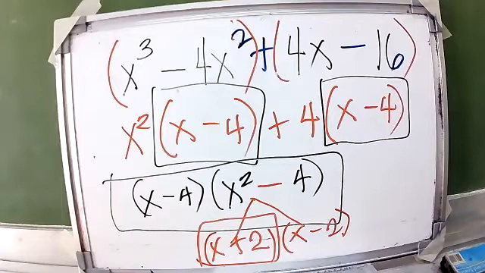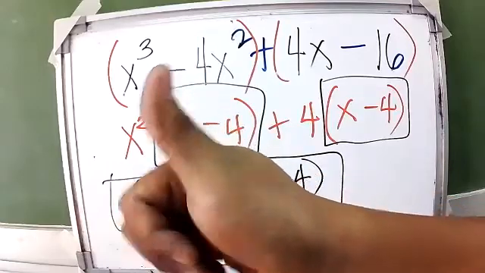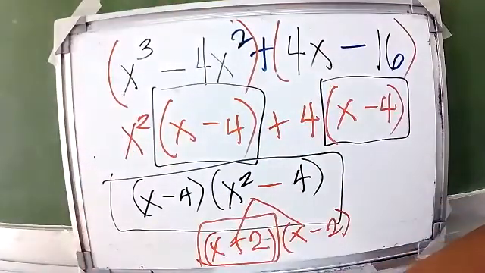So, is everything cleared about grouping, factoring by grouping? In the chat box, kindly type in, okay na po if grouping is already clear to you, or isa pa po if you want another example for grouping.